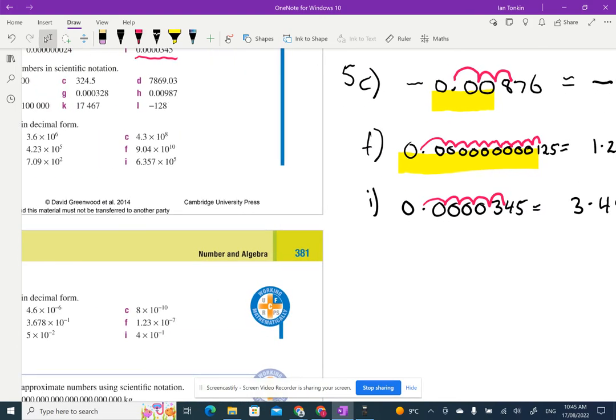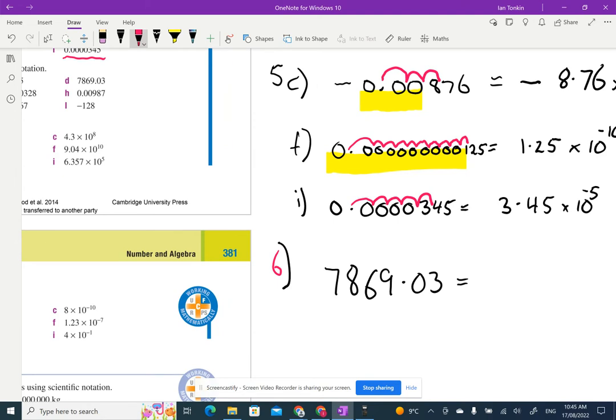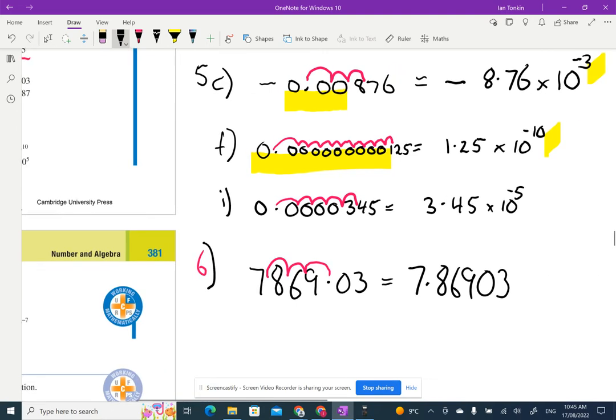And now we've got some mixed up ones in 6. And the first one, 7869.03. Again, I'm just moving the decimal point, but this time the decimal point appears in the number. 1, 2, 3. So 7.86903 times 10 to the power of 3.